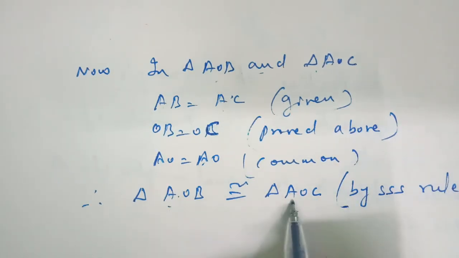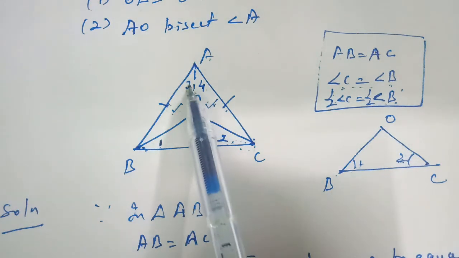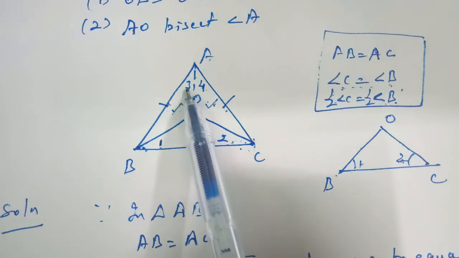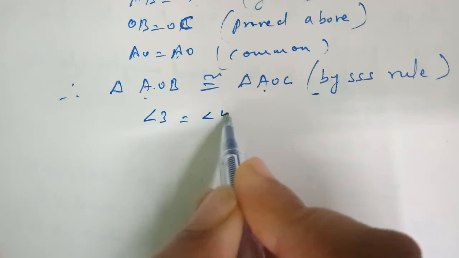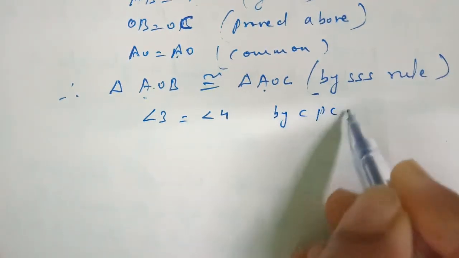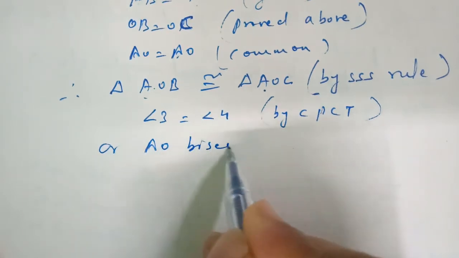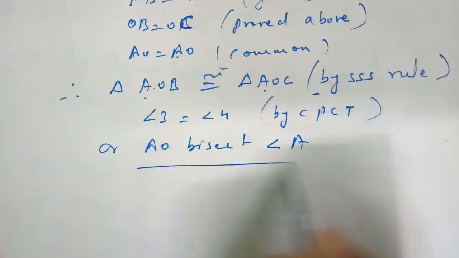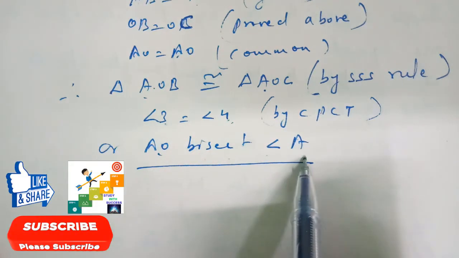And when both the triangles are congruent, then their corresponding parts are equal. Since we have to prove AO bisects angle A, we are taking the corresponding part, angle 3 equal to angle 4. Angle 3 equal to angle 4 by CPCT, or AO bisects angle A. When these two angles are equal, then we can say the line AO bisects angle A.